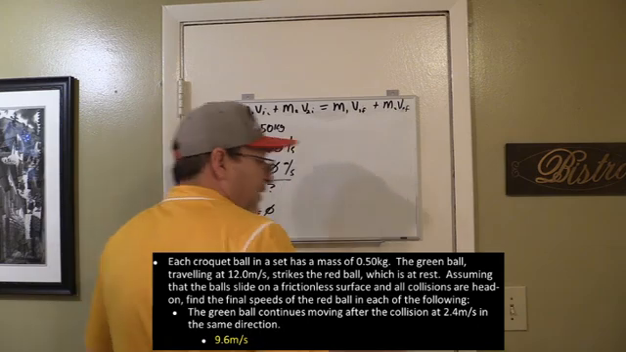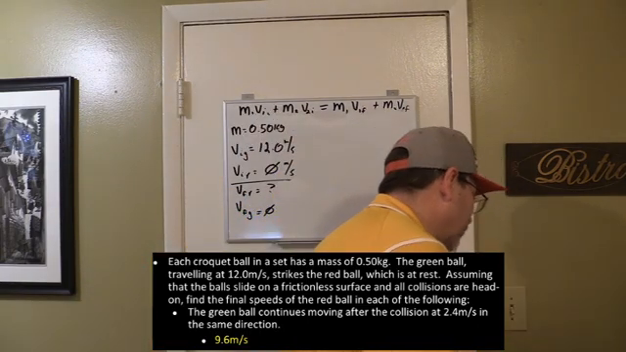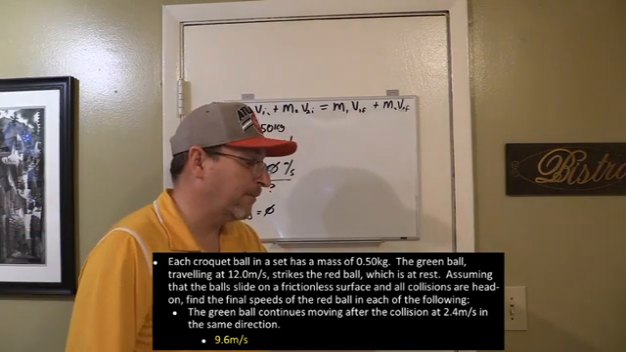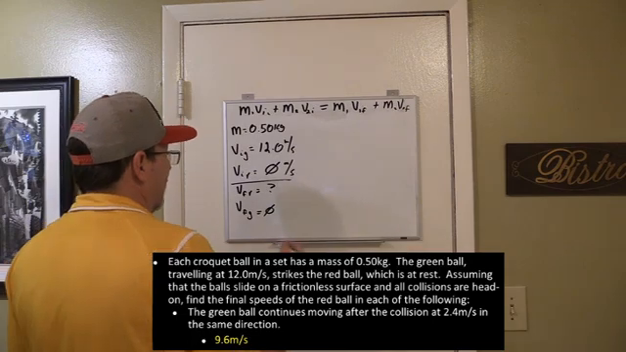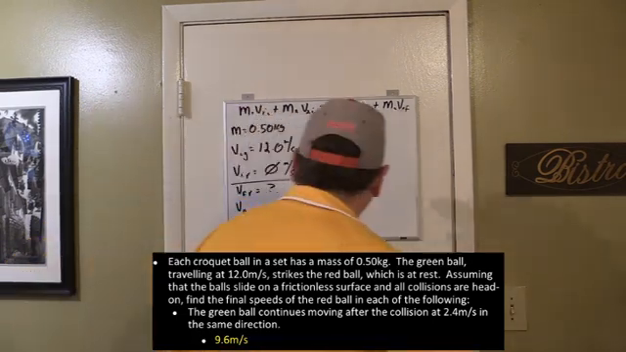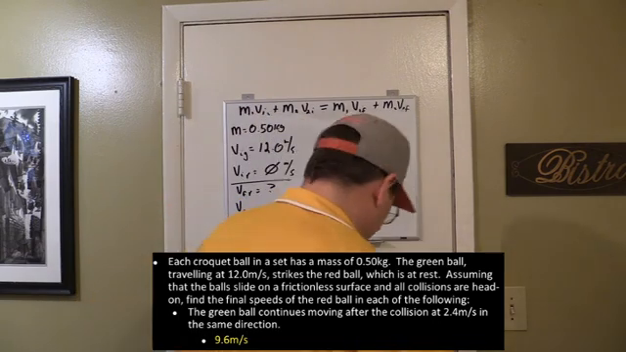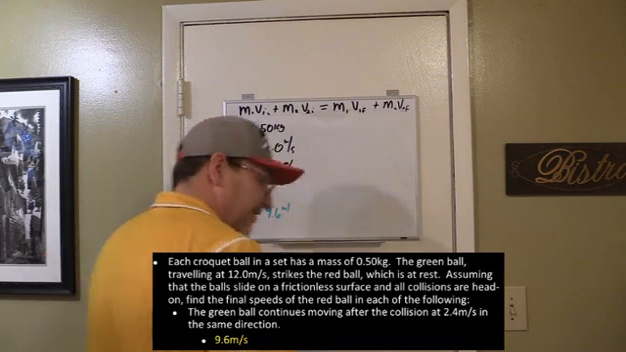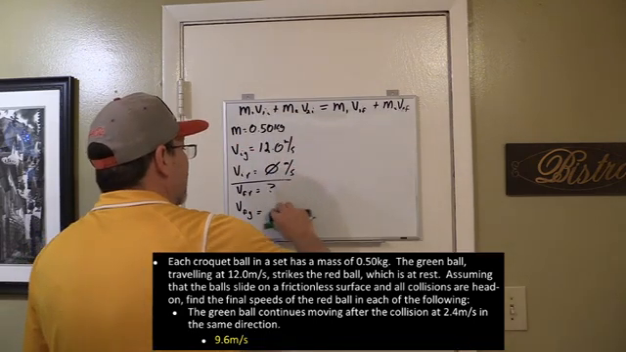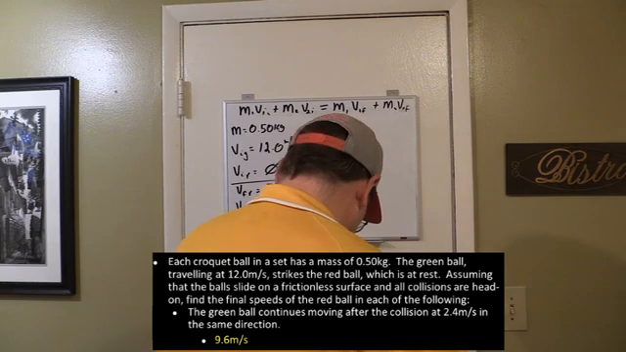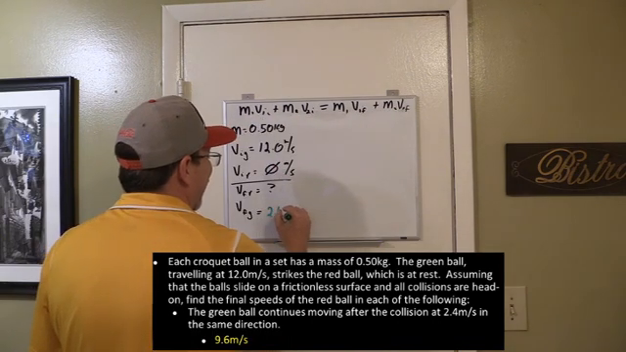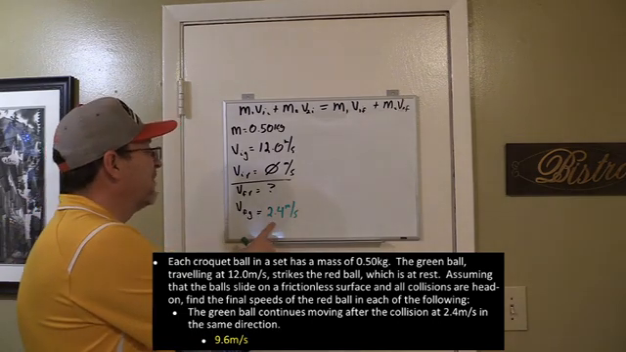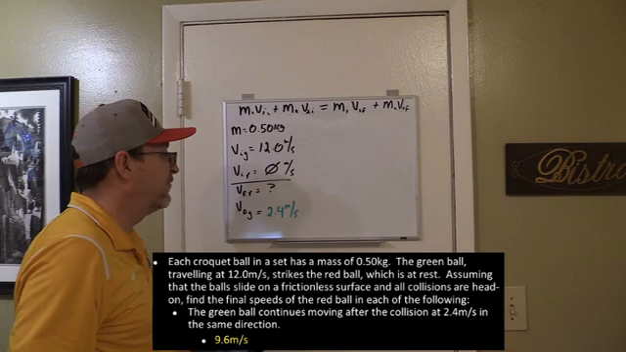Now for the second part of the problem, it says the green ball continues moving after the collision at 2.4 meters per second in the same direction. So I know the velocity of the green ball after is 2.4. What's the velocity of the red ball?